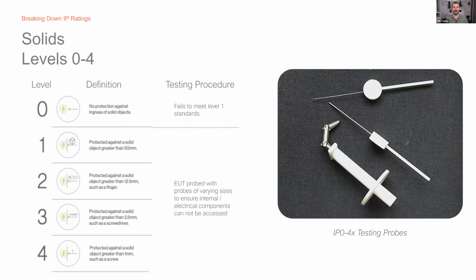All these testing levels are relatively straightforward. The equipment is probed by these different size probes. They have different specific ones that are a certain length and of course diameter that match that different level. And then the testers use those probes to make sure that they can't access any of the internal components in that piece of equipment.